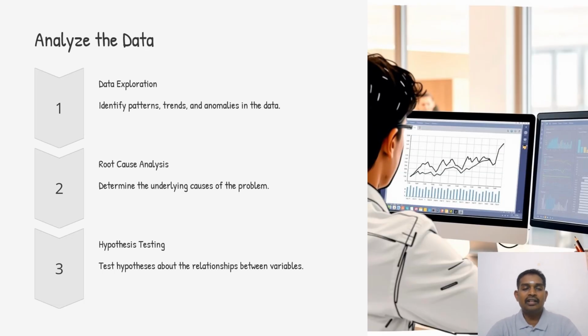Then the third step is analyze the data. After defining the problem and measuring the process, we have to analyze with the help of the data that has been collected. This is the third step in the Six Sigma process. First, data exploration: identify the patterns, trends, and anomalies in the data. Second, root cause analysis: determine the underlying causes of the problem. And third, hypothesis testing: test hypotheses about the relationships between the variables.